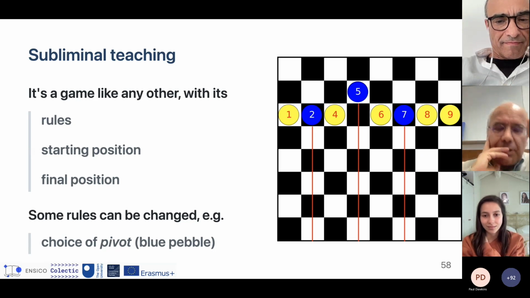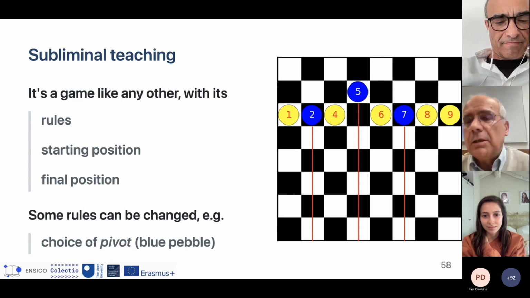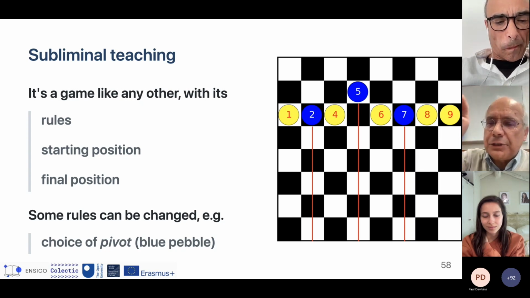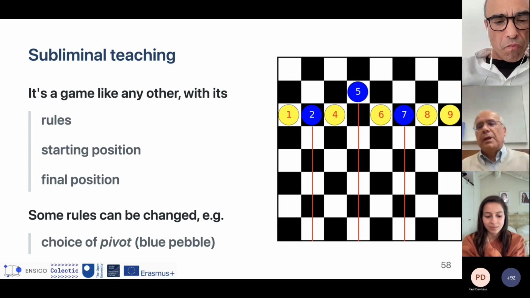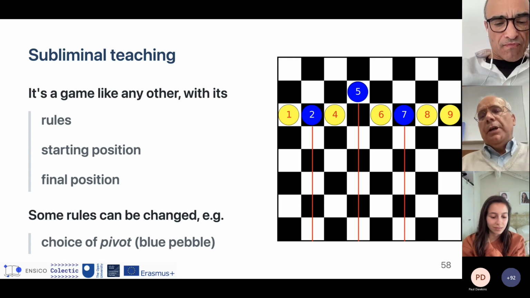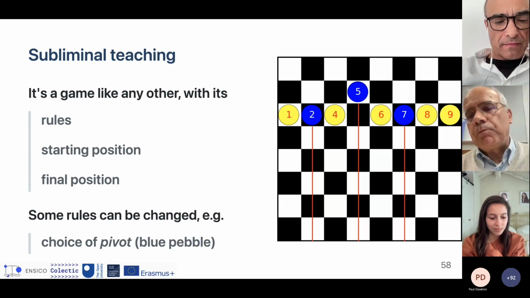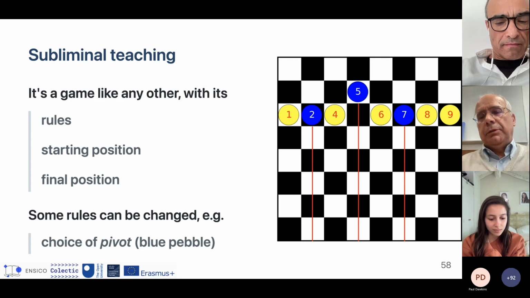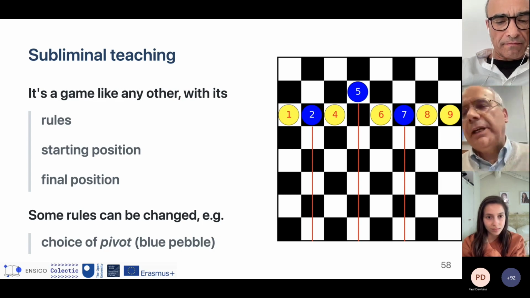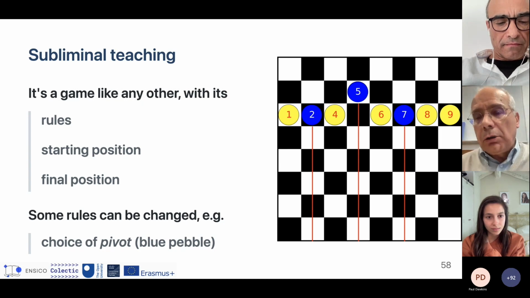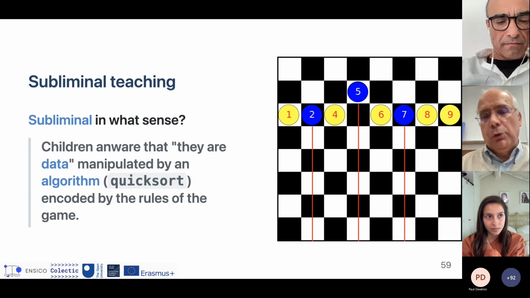Some rules can be changed. Basically, what happens is that one of the pebbles goes blue, goes to the second row in the middle, and this red line is traced mentally, and now the pebbles smaller than this pebble go to the left, and the others go to the right. And then the process starts all over again until all pebbles become blue.